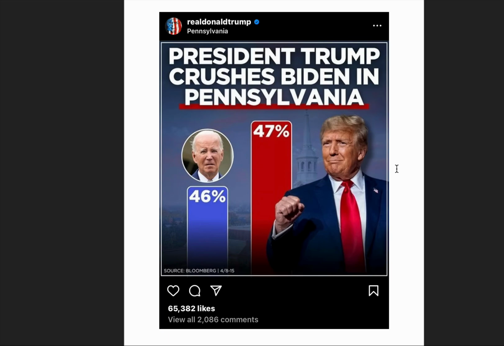Look closely at the y-axis. It starts at 44% instead of 0. The actual difference is only 1%, 46 versus 47. But visually, the right bar appears roughly 10 times taller. This violates the principle of graphical integrity. The visual representation is completely disproportionate to the actual data. It creates a false narrative of a crushing victory.